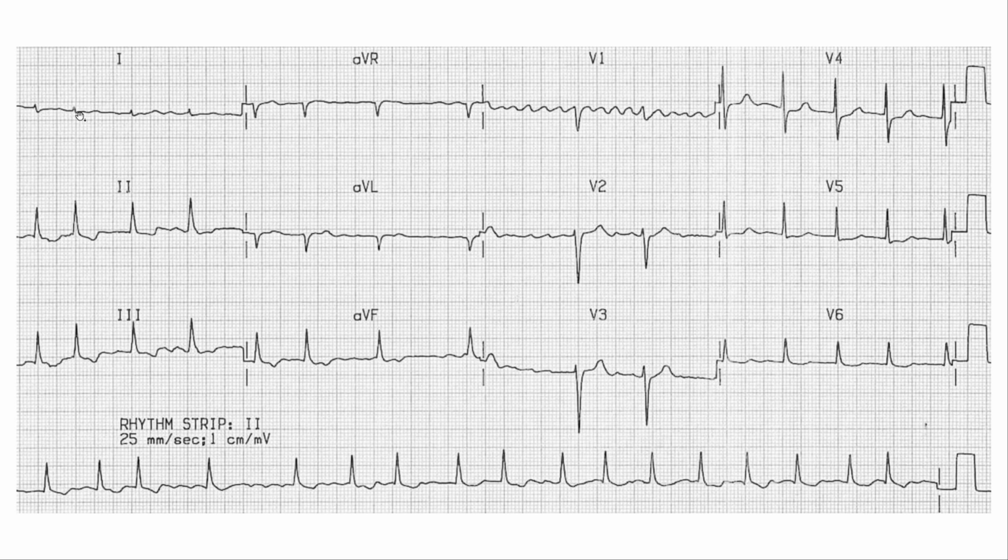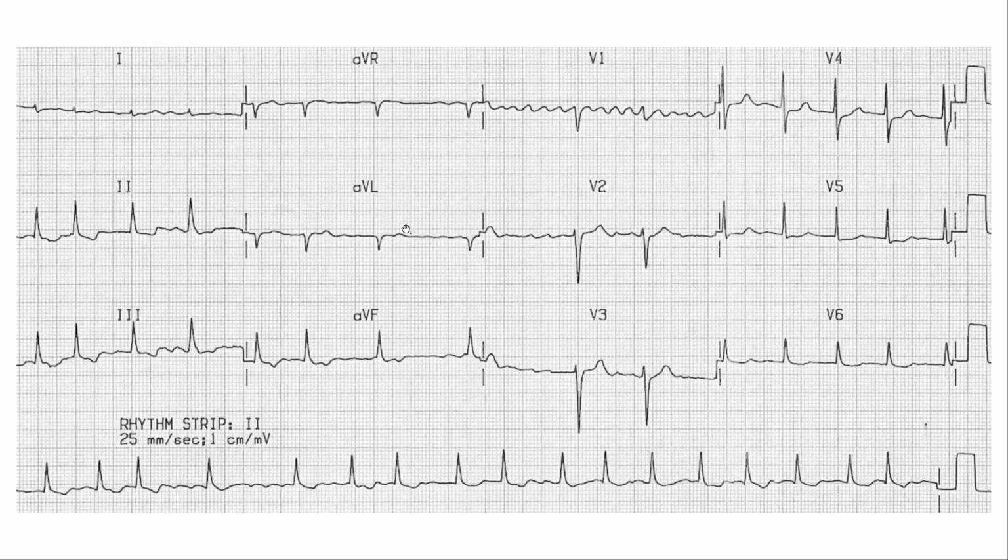Axis, lead 1 is positive, just barely, and then AVF is really positive. So we'll call that a normal axis, but there's a chance that there's going to be some right axis deviation one day. So that's rate, rhythm, and axis. P waves, there are none. PR interval, you can't calculate it because there's no P waves. QRS, the QRS is a little bit wide, but it's not too bad.